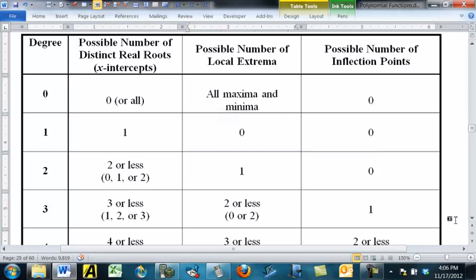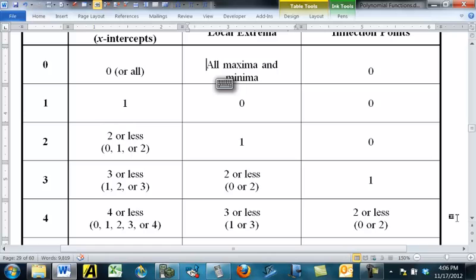Now when we get to degree 3, we have a few more options. You could have 3 or fewer, 1, 2, or 3, but not 0, real roots. And you have 2 or fewer, well, really either 0 or 2 extrema, and 1 inflection point. If you have degree 4, it's 4 or fewer, 0, 1, 2, 3, or 4 possible different roots or x-intercepts. And 3 or fewer, really it's either just 1 or 3 extrema. And 2 or fewer inflection points, actually it's either 0 or 2.